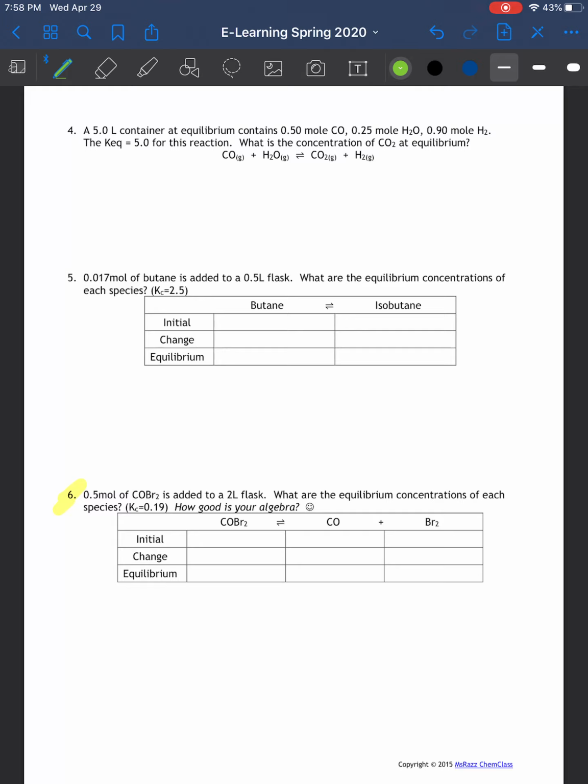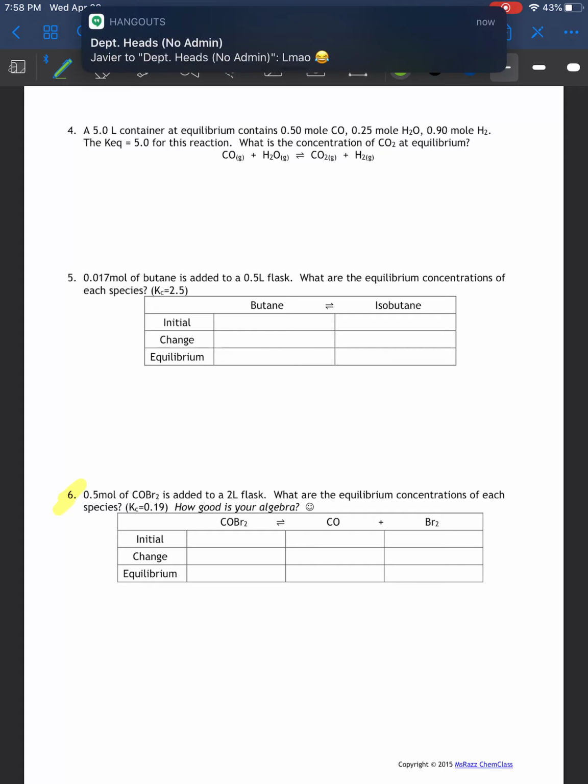Number 5 is a lot simpler. Number 5 does not use the quadratic equation or anything like that. Number 5, you're going to solve it similar to the way I solved the one in the lecture yesterday, which again I will have to redo and re-upload. But okay, let's get straight to it.